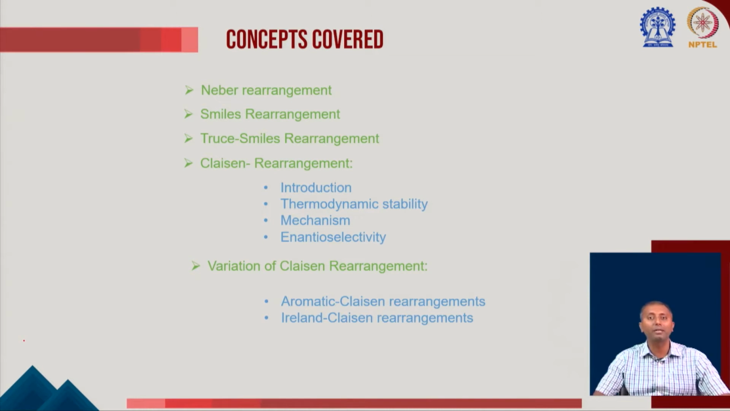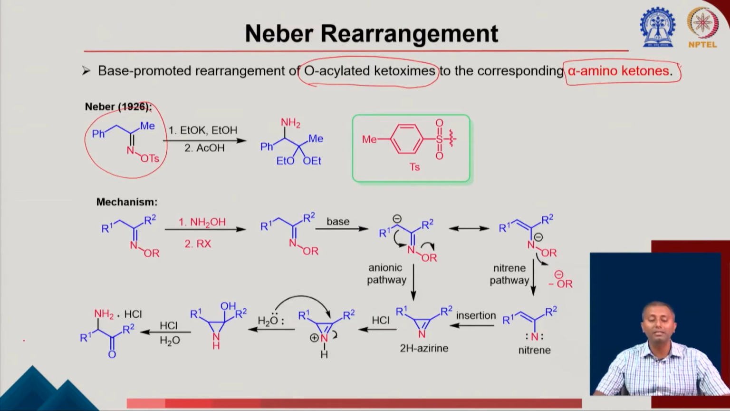Starting with the Neber rearrangement, Smiles rearrangement, I am going to talk about the truce Smiles rearrangement, and introduce you to the Claisen rearrangement and different variations. So my first rearrangement for today's class is going to be the Neber rearrangement, which is a rearrangement of O-acylated ketoxime, which is going to convert to the corresponding alpha amino ketones.